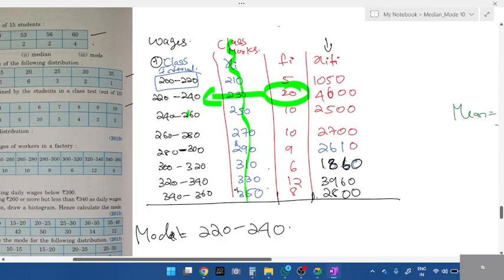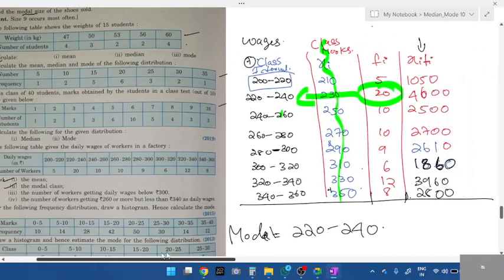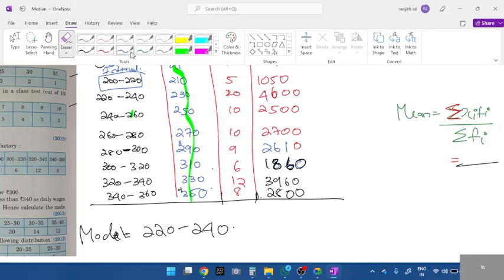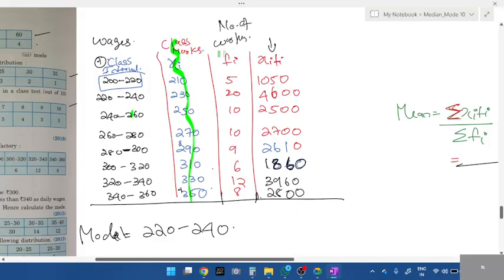Fi stands for number of workers. Fine. So you don't have to create a new table, student. Just continue with the same table. Look, just for explanation purpose, I'm going to cancel out these two things. These two things are not required for modal calculation. Okay, so we need the first one and the third column. First and the third column. Next.